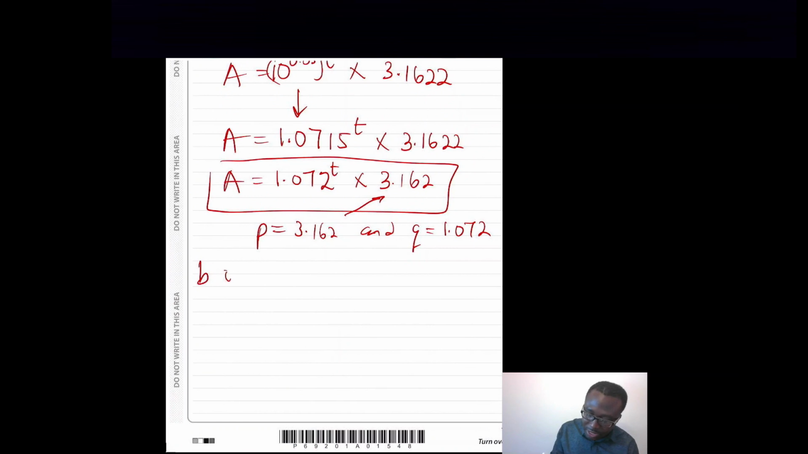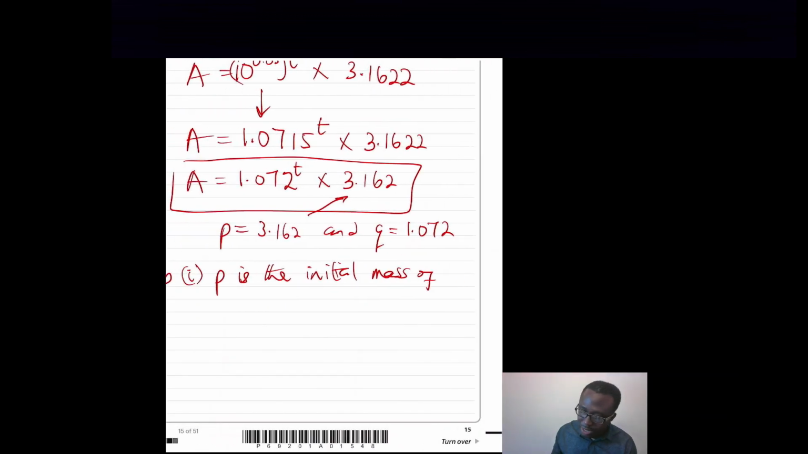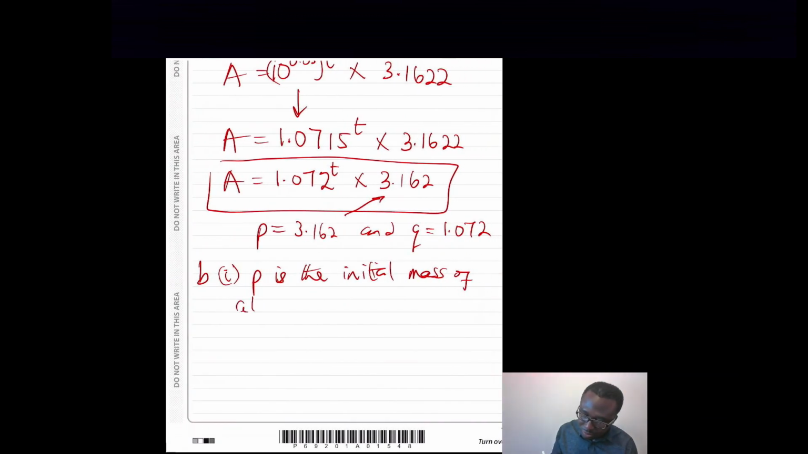So B1, P is the initial mass of algae in the pond.